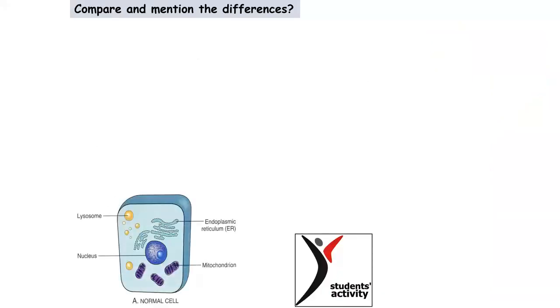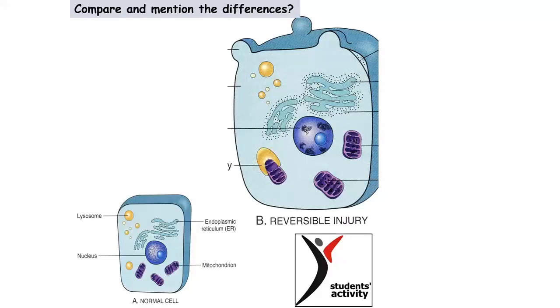Compare and mention the differences. Here we have a diagram showing a normal cell, ultrastructure, and here we have a cell with reversible injury, also by ultrastructure. This diagram shows the cell containing the nucleus, cell membrane, and the organelles. This is the normal cell.